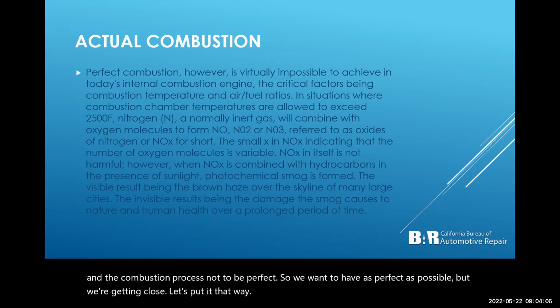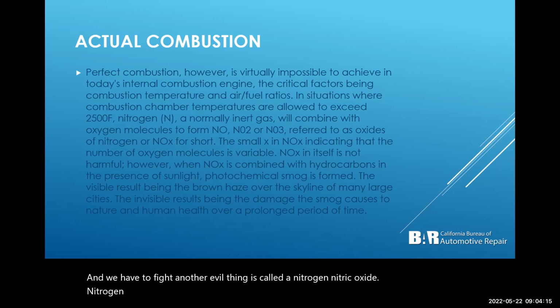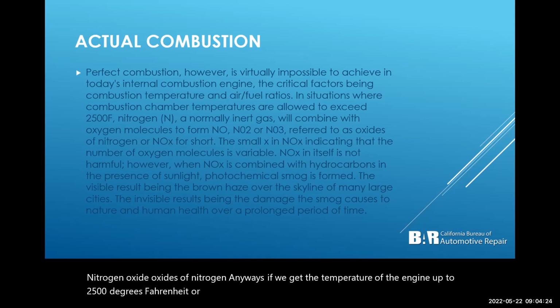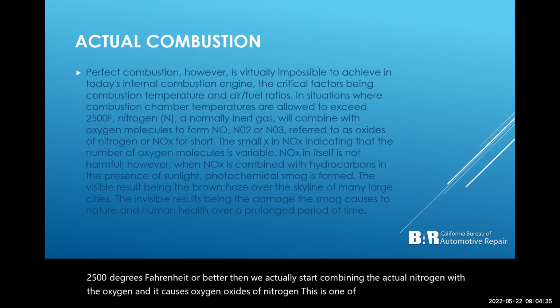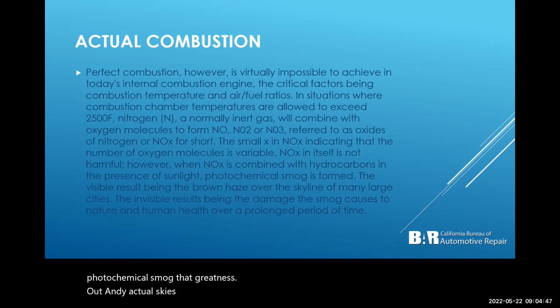And we have to fight another evil thing. It's called oxides of nitrogen. If we get the temperature of the engine up to 2,500 degrees Fahrenheit or better, then we actually start combining the nitrogen with the oxygen, and it causes oxides of nitrogen. This is one of the precursors to smog, and this is one of the things we fight in the smog check program. So this causes that photochemical smog, that grayness you see out in the skies. This is what we're talking about.